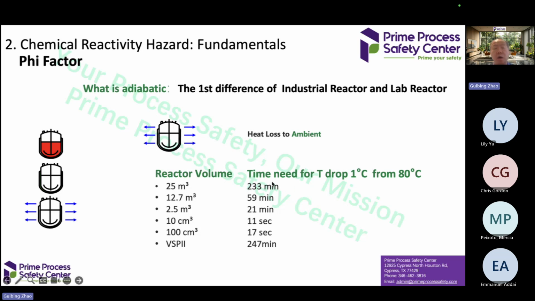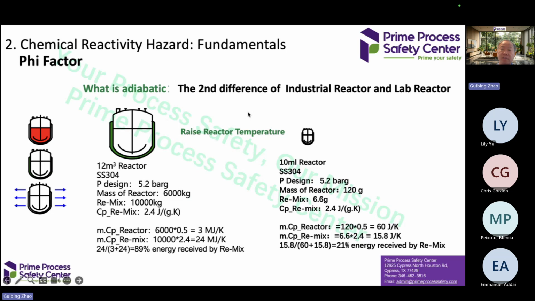reactor. That's how this wind sizing package is designed. Okay, this is the first difference. The second difference, let's talk about energy released versus the energy absorbed by the reactor.